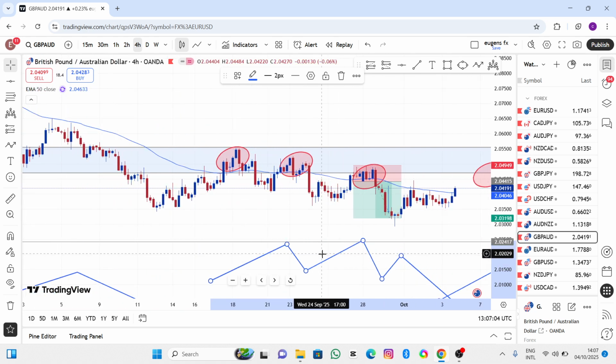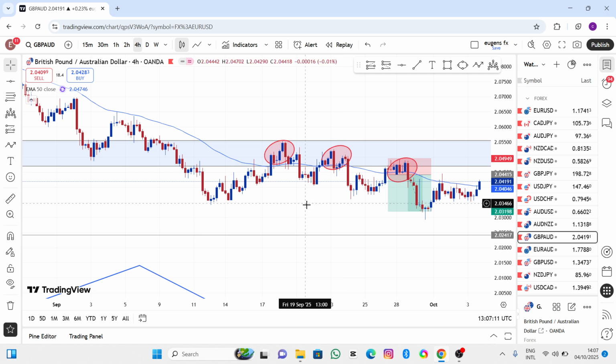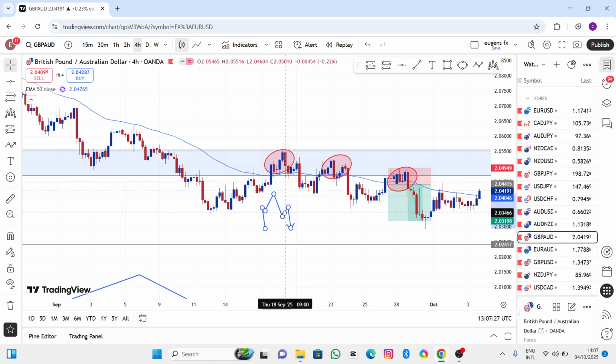So on the 4 hour, now first we have head and shoulder patterns, 3 head and shoulder patterns on this trade. I'm going to mark all of them out. So this was the first head and shoulder pattern. So this is the first one. Sorry, my drawing is a bit off. So this is the first head and shoulder pattern.